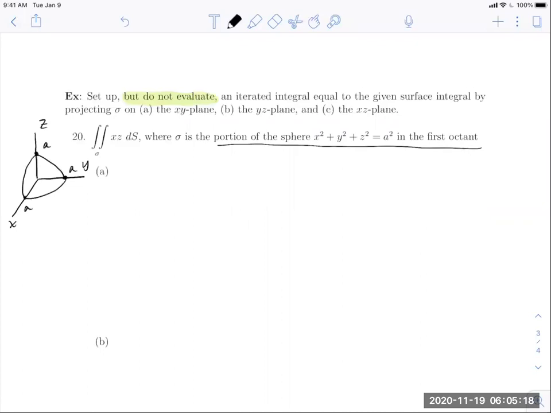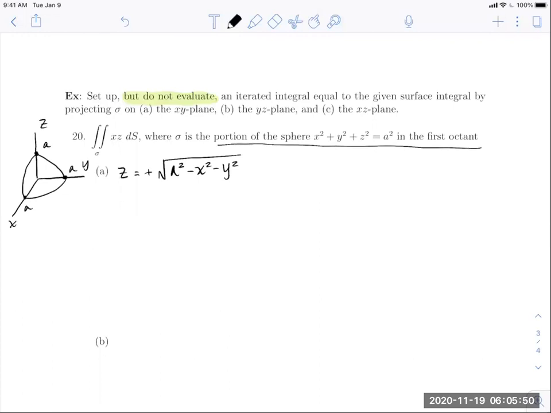And let's take a look here. Part A, we want to project onto the XY plane. So what that means is we want to solve for z as a function of x and y. Now here, since we only care about the first octant, I'm only going to take the positive square root. So I'm going to emphasize that by writing a plus sign. This is going to be the positive square root of a squared minus x squared minus y squared. So here's our surface equation with z solved for.